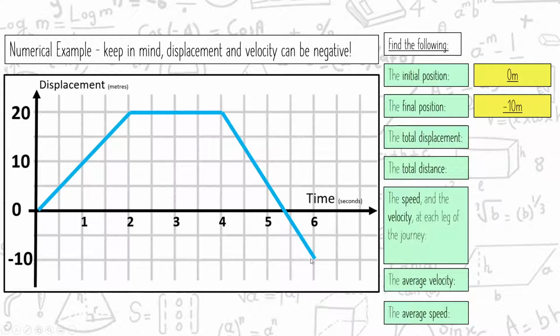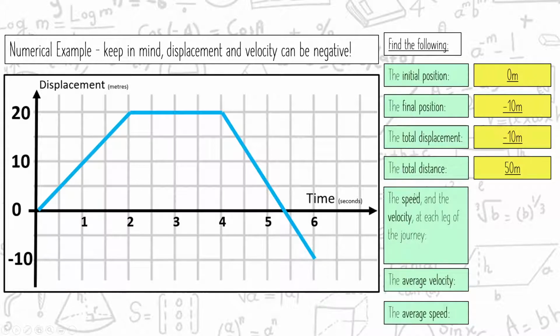The total displacement is the difference between where we've started and where we finished, and we've gone backwards 10 meters, so our total displacement is minus 10. The total distance is a little bit more nuanced, as we need to keep in mind that the object's travelled forwards. In this case, it's travelled forward 20 meters, then it's had a rest, hasn't moved, and then it's moved 30 meters backwards from 20 to minus 10. So if we add 20 and 30, we get a distance of 50 meters.